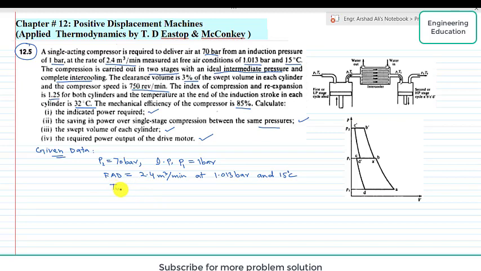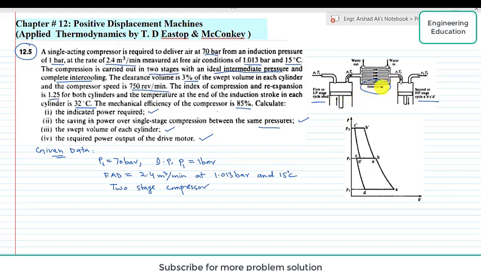This is a two stage compressor. As shown in the diagram, in a two stage compressor we have low pressure stage and high pressure stage, represented by LP and HP. LP stands for low pressure and HP stands for high pressure. So this is the low pressure cylinder or low pressure stage, and this is the high pressure cylinder or high pressure stage. In between there is an intercooler, which is used for the intercooling process.